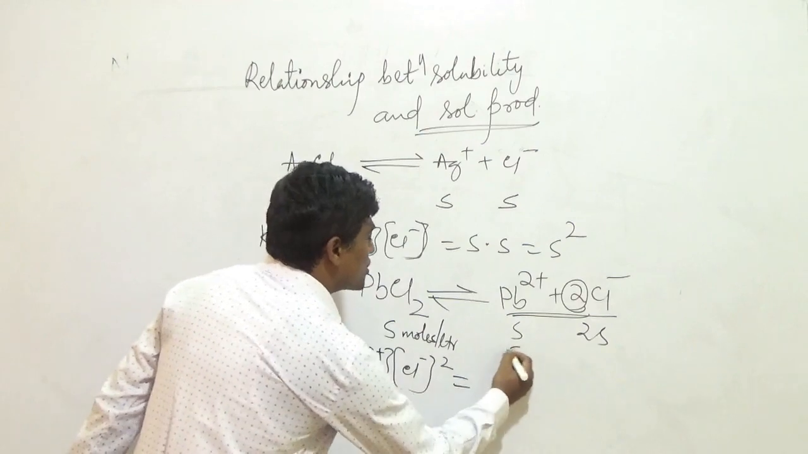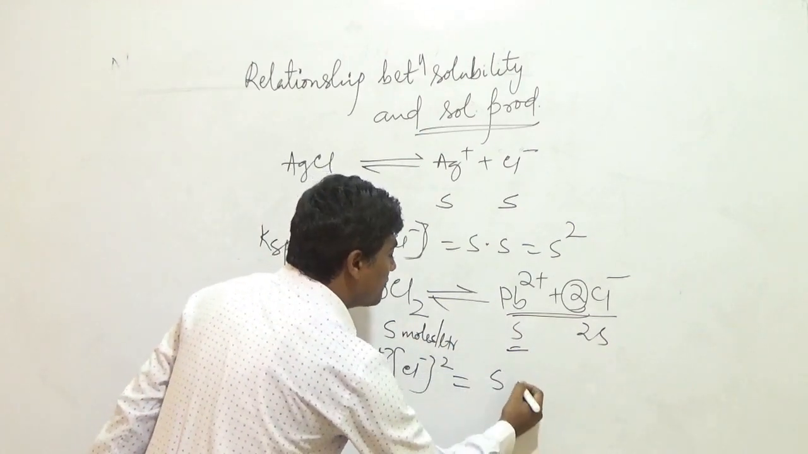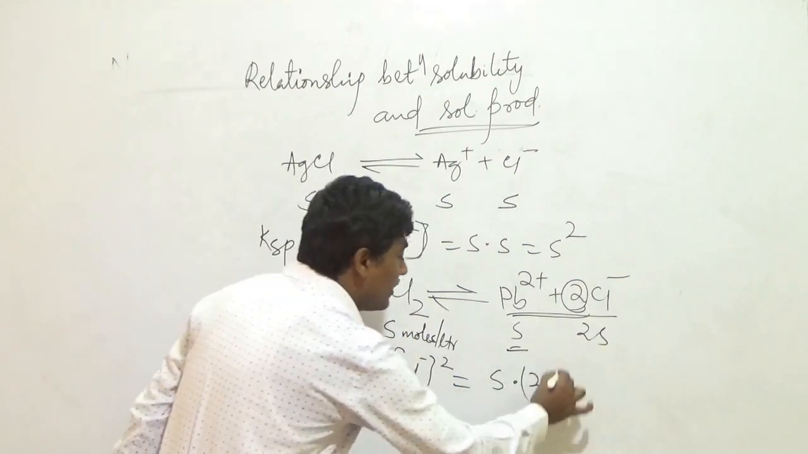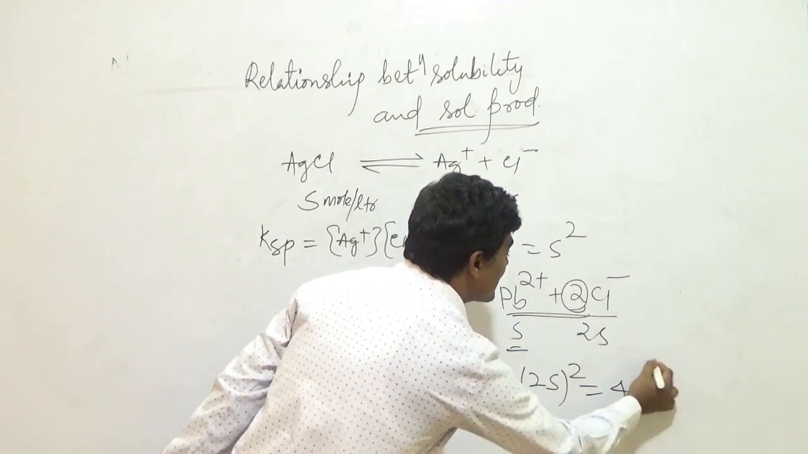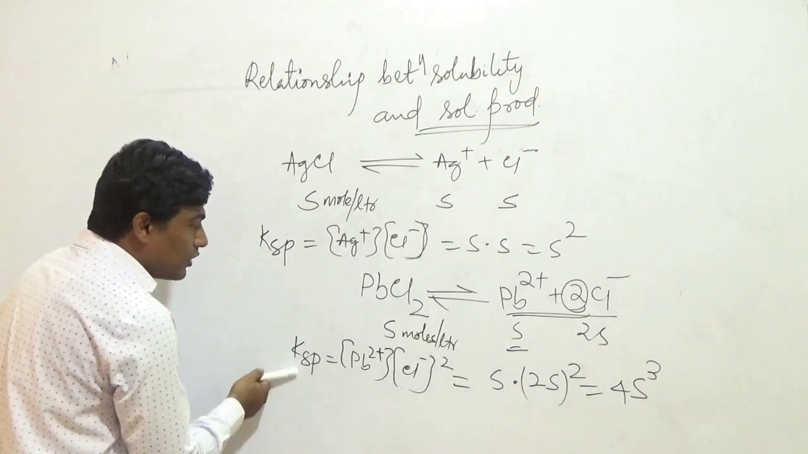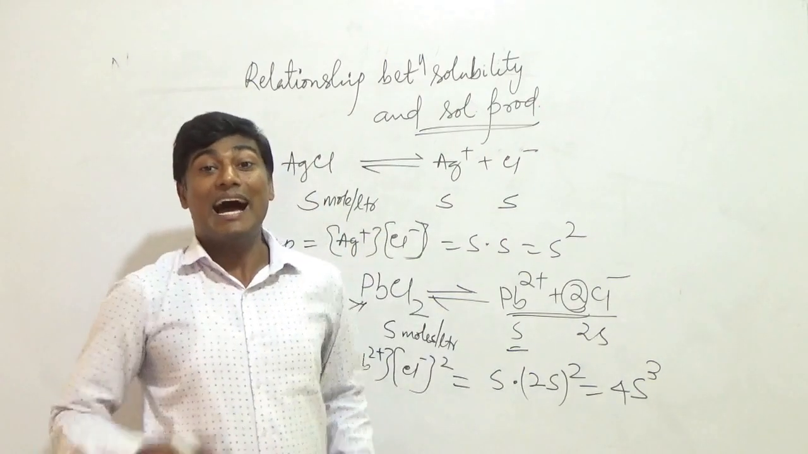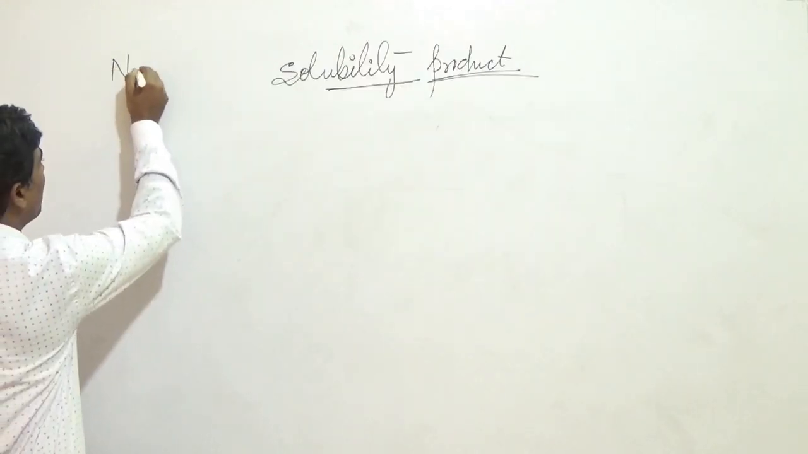So it is equal to the concentration of Pb2+, which is S, and the concentration of Cl−, which is 2S, squared. So this is 4S² into S, which is equal to 4S³. So the solubility product of PbCl2 and its solubility are related like this. Are you getting it now?